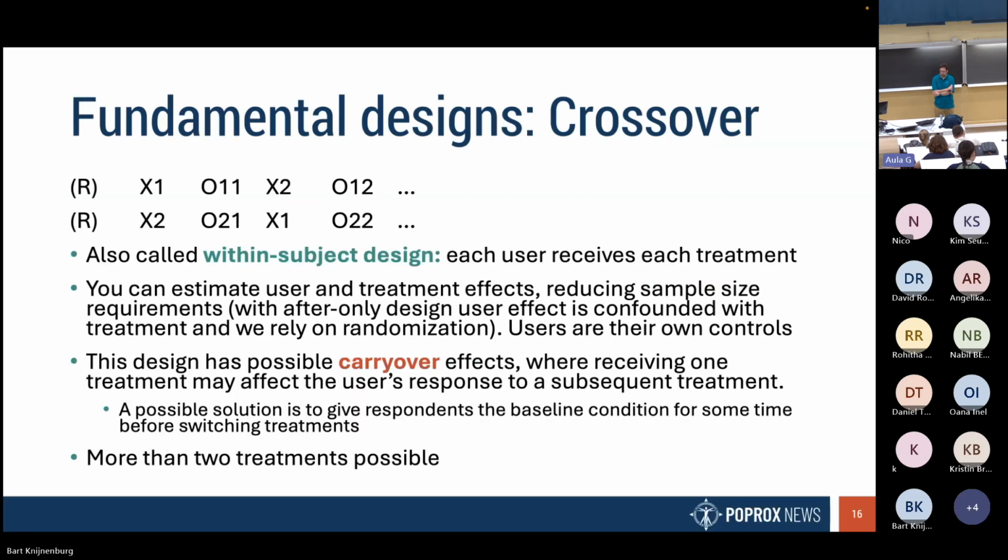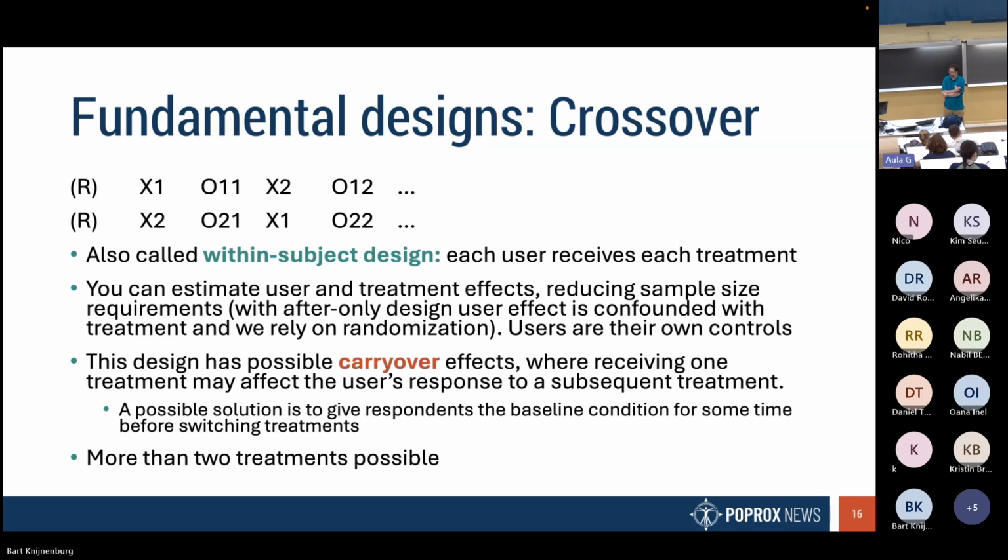All right, another fundamental design is something called a crossover design. So crossover designs are where each user gets exposed to each of the treatment variables at some point in time. So let's just look at this. I randomly assign people to two groups. The first group gets treatment 1, the second group gets treatment 2. Take a measurement.